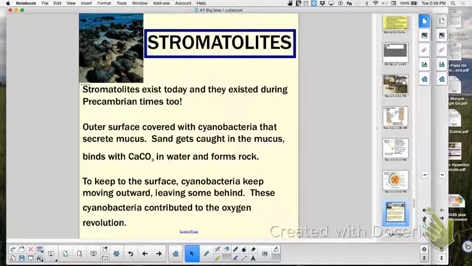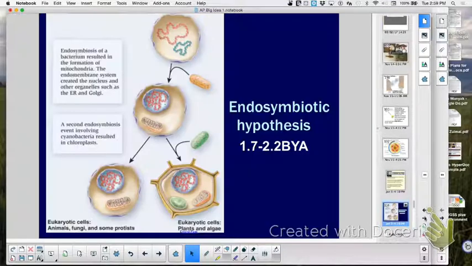And these can even be seen from space. They're, you know, not so much big, but pronounced, I guess. Endosymbiotic hypothesis, we already talked about that.